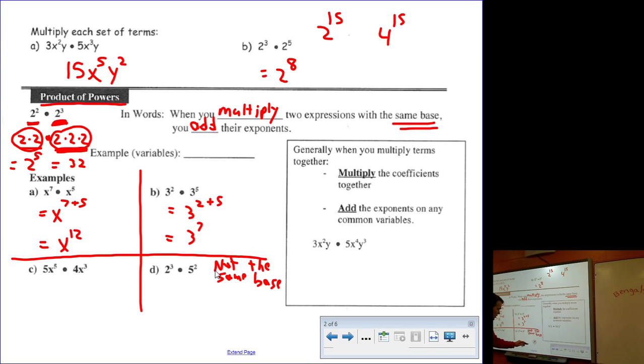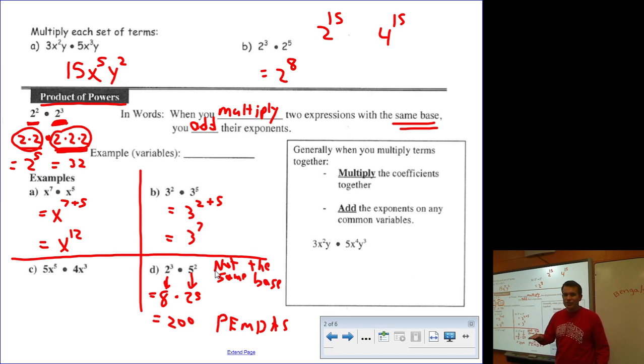In this case, we're going to have to go ahead and follow our PEMDAS rules, right? Do parentheses, well, there are no parentheses, but there are exponents. So the first thing I would do is take care of this exponent. 2 to the 3rd power is 8. And 5 to the 2nd power is 25. And then I can go ahead and multiply these together. 8 times 25 is 200. Notice, when the bases were not the same, I could not use the exponent rule. I needed to go ahead and follow the order of operations.